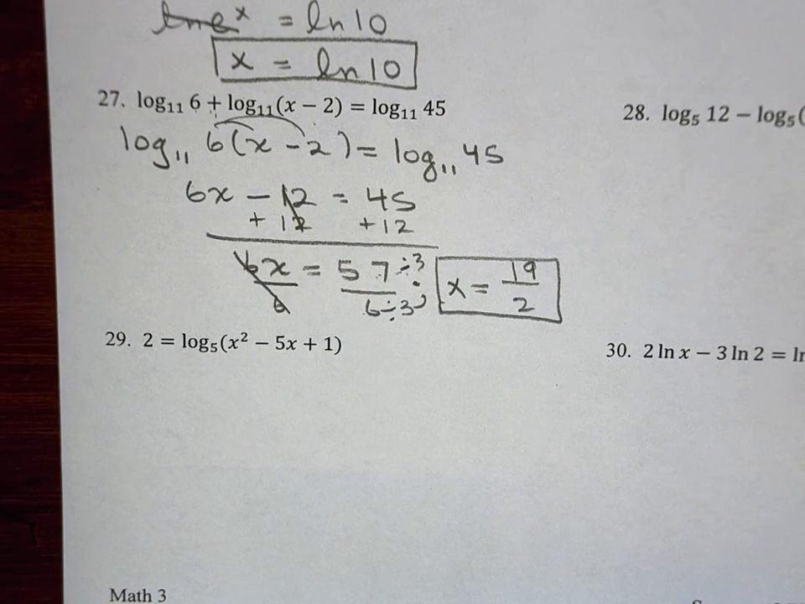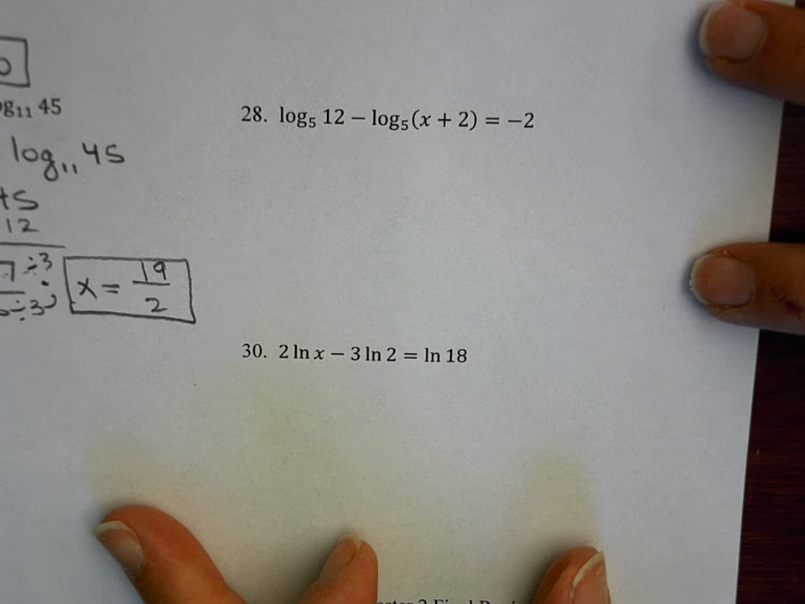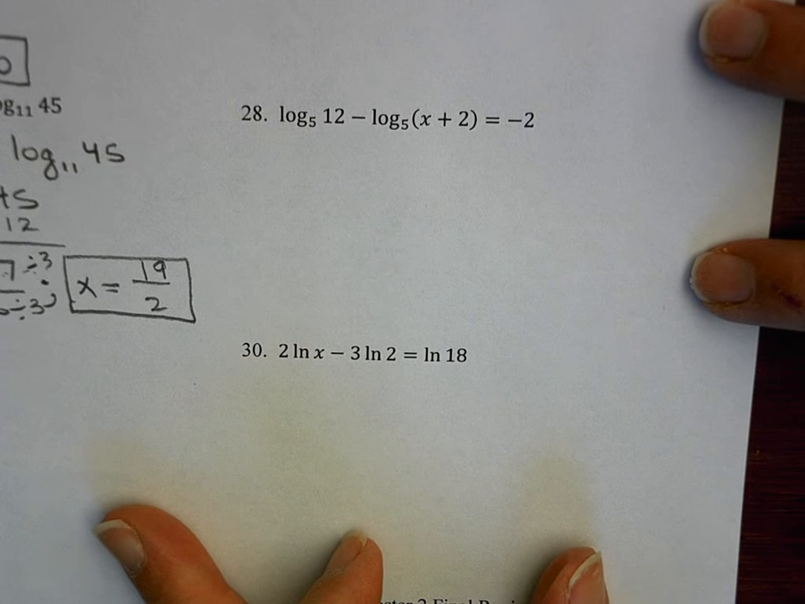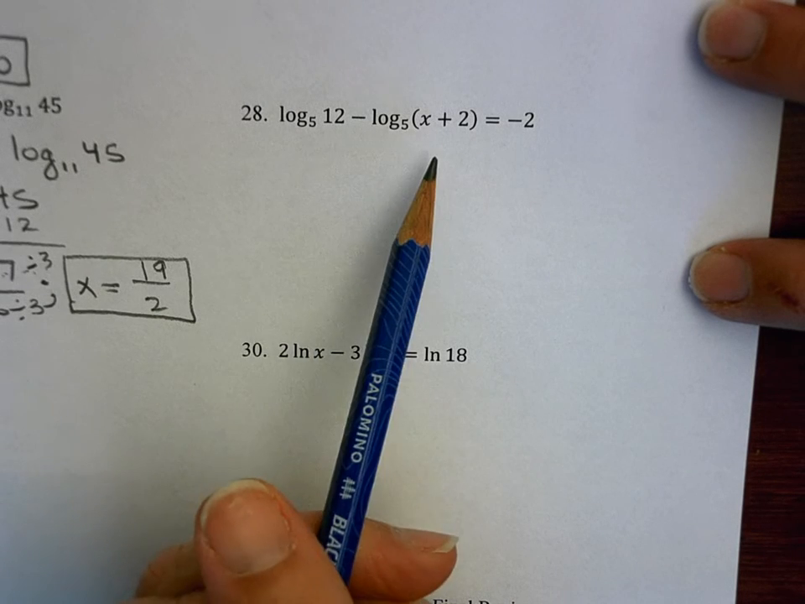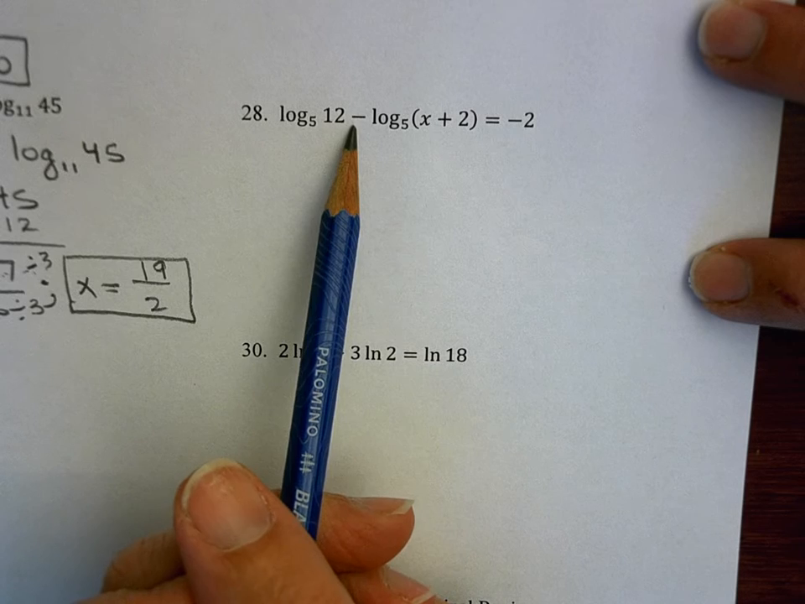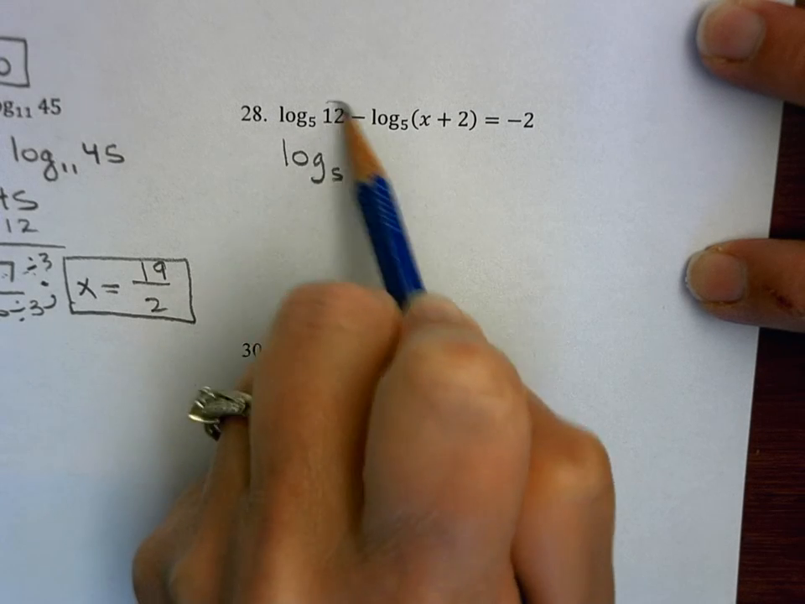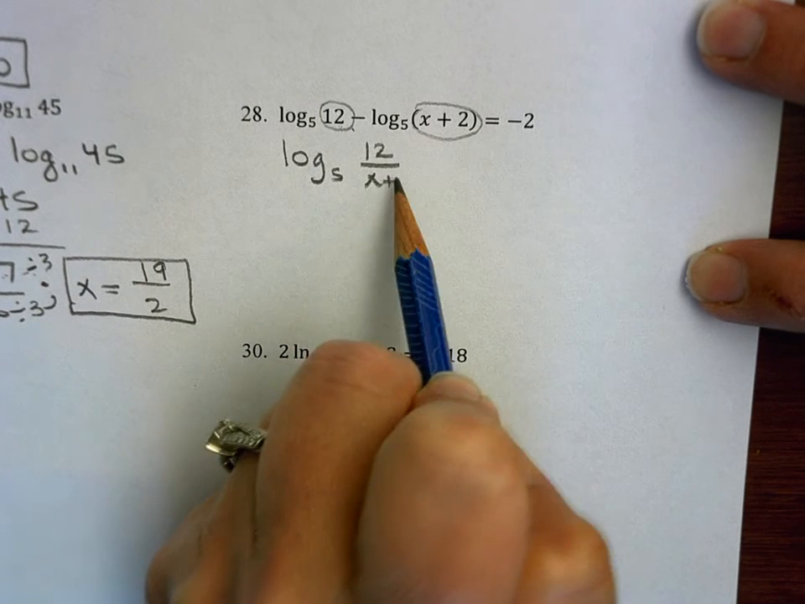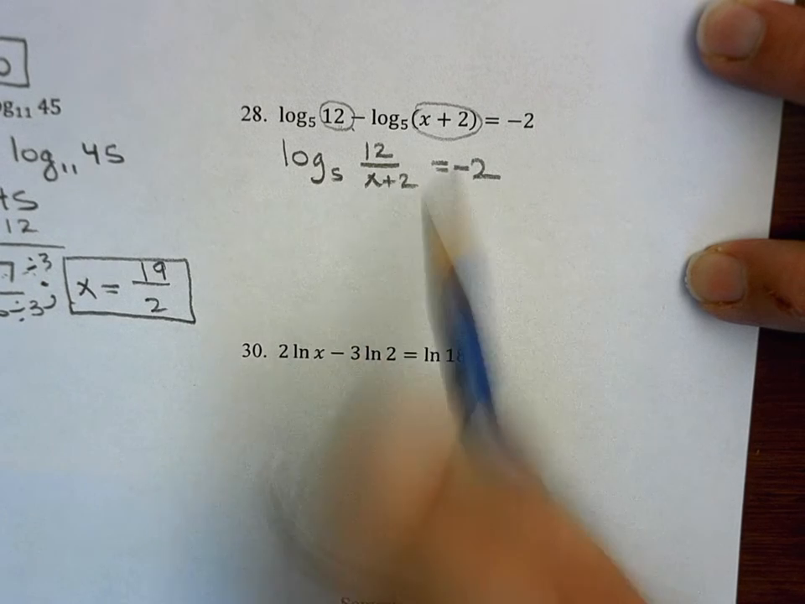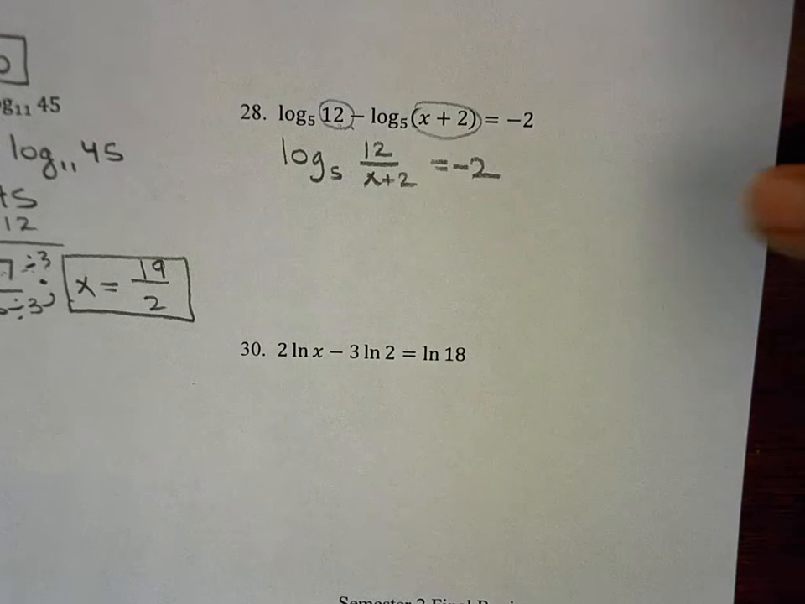Okay. All right, and then let's do one more here. Let's take a look at number 28. So this one's the same idea as 27. So I want to combine the logs first. But in order to combine these two logs, because I have a subtraction, that means I'm going to be dividing. So I would have log base 5 still, and then I combine these through division. So left over right, and then just equal to 2. Oops, negative 2.